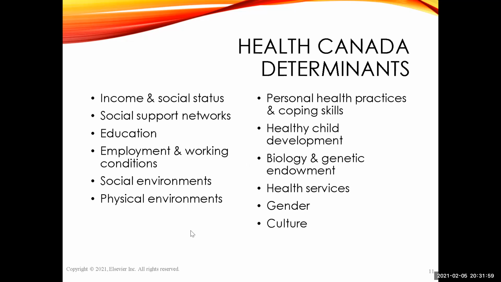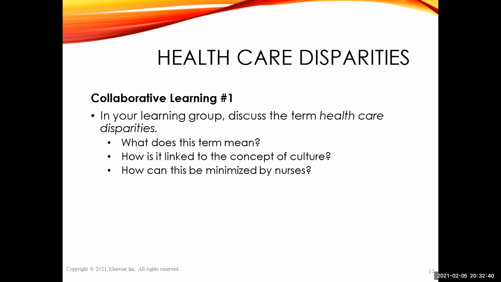So that is his. In Health Canada, they see determinants this way: income and social status, social support networks, education, employment and working conditions, social environments, physical environments, personal health practices and coping skills, healthy child development, biology and genetic endowment, health services, gender and culture. So these are some of the determinants that Health Canada sees when they're figuring out health disparities.